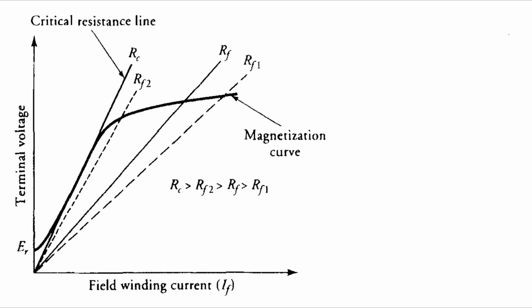There are various resistance lines plotted here: RF1, RF, RF2, RC, right? And RC is the critical resistance line, because beyond this it will not develop the voltage. I hope everybody understood this concept. Backside, any doubt? Okay, so now this is clear, right?